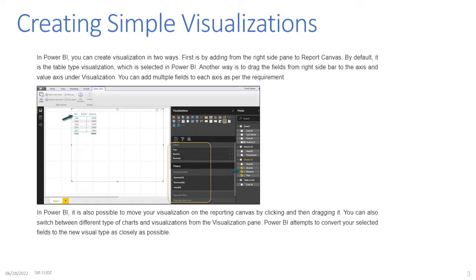In Power BI, it is also possible to move your visualization on the reporting canvas by clicking and then dragging it. You can also switch between different types of charts and visualizations from the visualization pane. Power BI attempts to convert your selected fields to the new visual type as closely as possible.